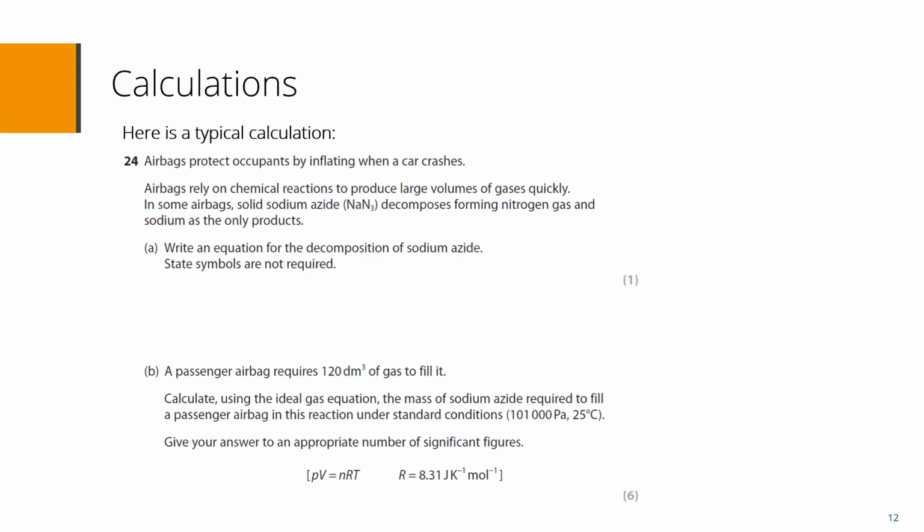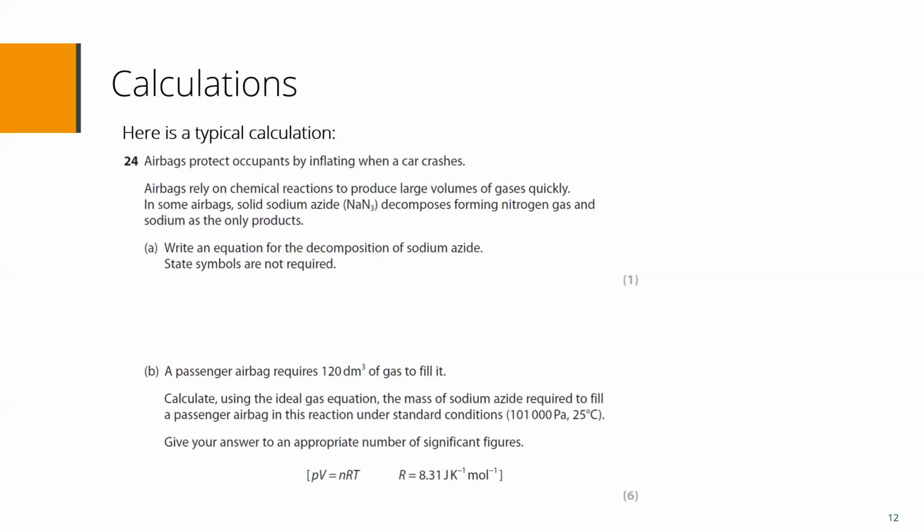So they write an equation first of all, and then there's a calculation, 125 cubic decimeters of gas to fill it. Oh, yes, they do need the equation. You calculate, using the ideal gas equation, the mass of sodium azide required to fill the passenger airbag. So what they will have to do is to go back to their equation and look at the mole ratio in their equation between sodium azide and the gas given off, which of course is nitrogen.